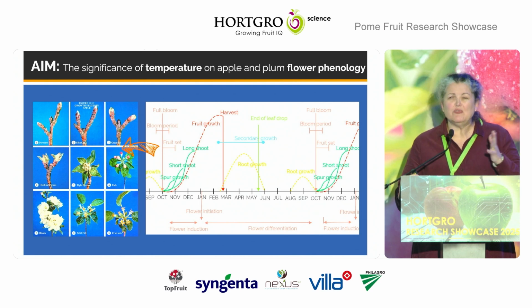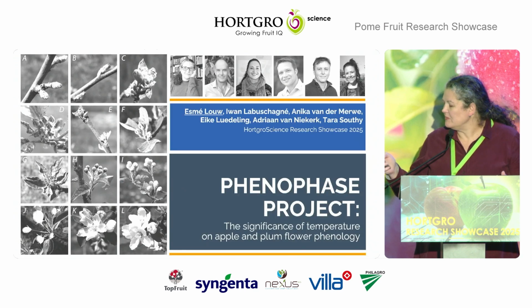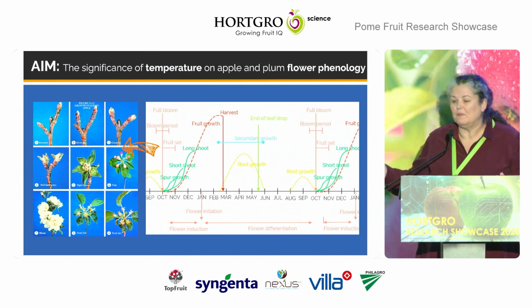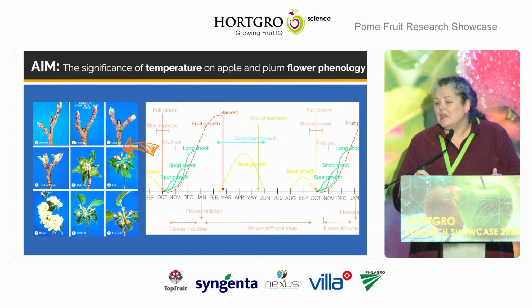I want to start off with a rather complex diagram showing the annual phenology of an apple tree. And you will see it all starts with bud break and bloom in spring, and then fruit set and fruit growth, and then the harvest.